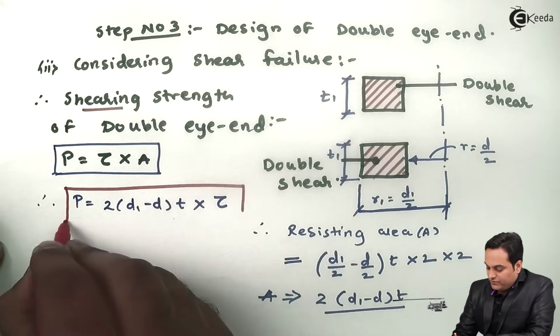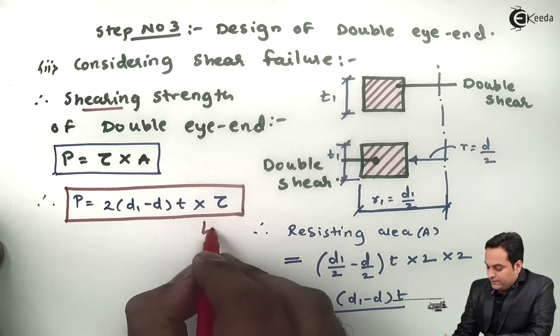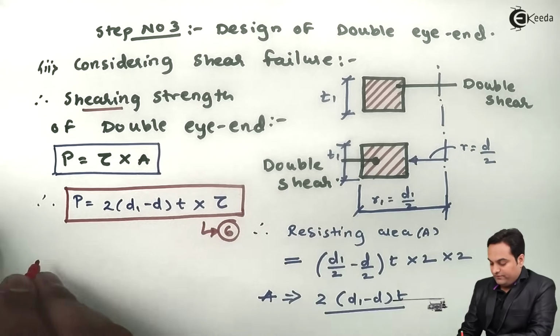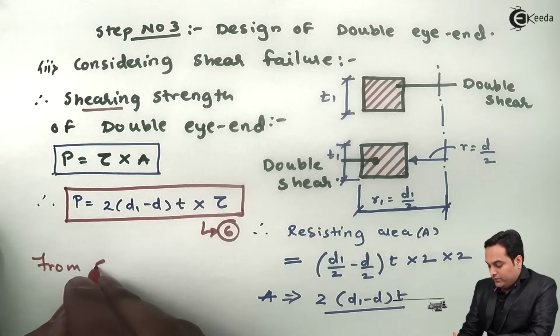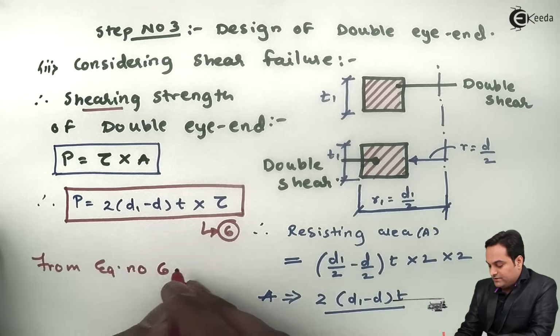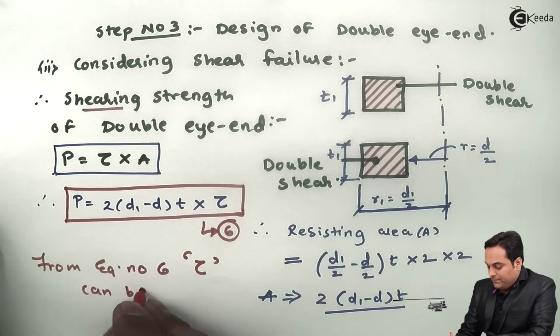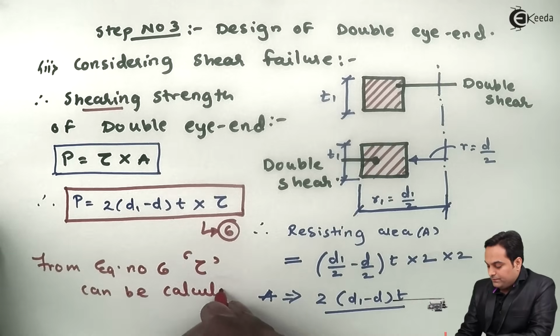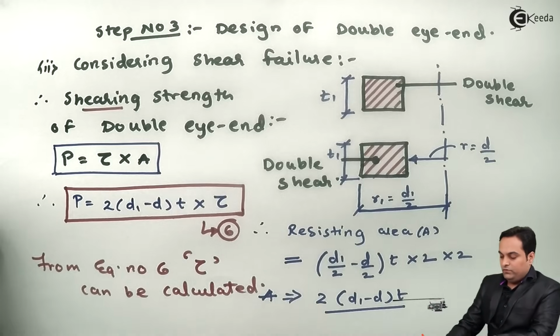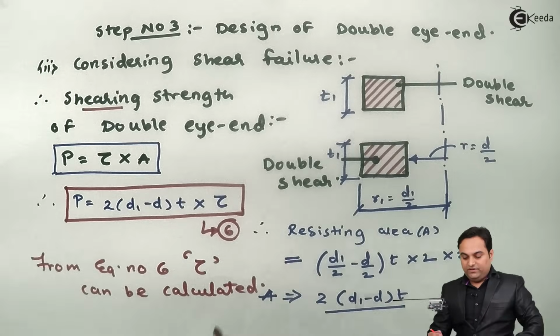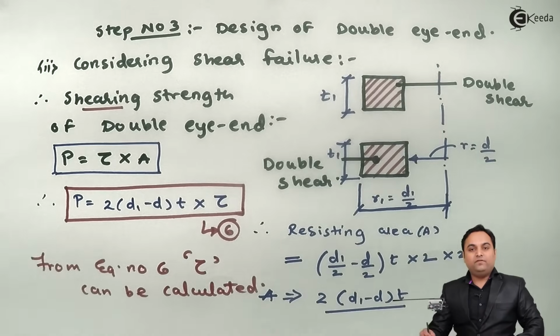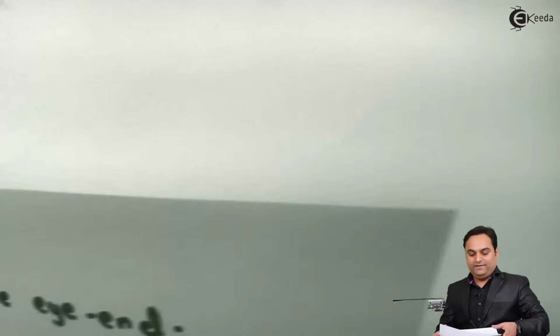So this is equation number 6, and I can say that from equation number 6, tau, that is shear stress, can be calculated. So after we have seen shearing failure of double eye end, next we will see crushing failure of double eye end.